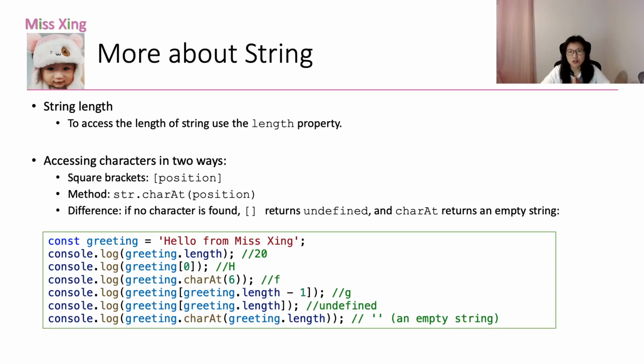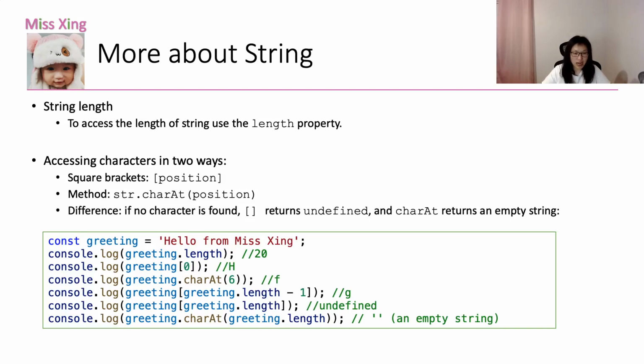The other one, which people familiar with Java probably use a lot, is charAt. How do you pronounce this one? I always pronounce it charAt. Some people probably pronounce it differently. And you also give a position. The difference between them is if we use square brackets and we cannot find the character, suppose the length is 10 and we give 11, the square bracket will give undefined, and the charAt method will return an empty string for us.